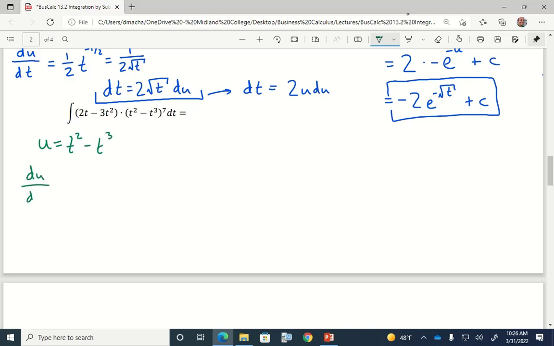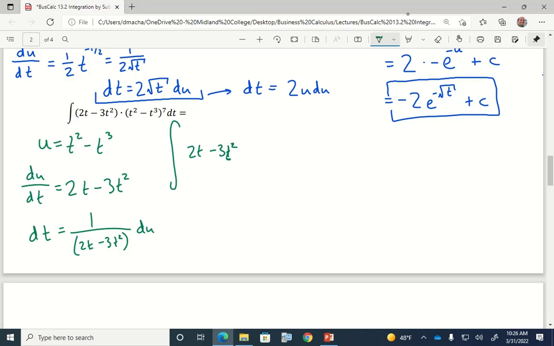So the derivative of u with respect to t is going to be 2t minus 3t squared. And already I'm getting good vibes about this because I recognize my du/dt appears inside my integrand, so I'm feeling confident this is going to work out. I solve for dt, and I write 1 over (2t minus 3t squared) du is equal to dt. And now I can write this antiderivative as 2t minus 3t squared times u to the seventh times my dt, which is 1 over (2t minus 3t squared) du.